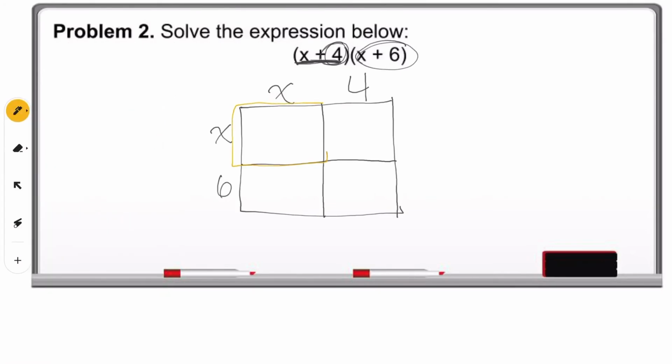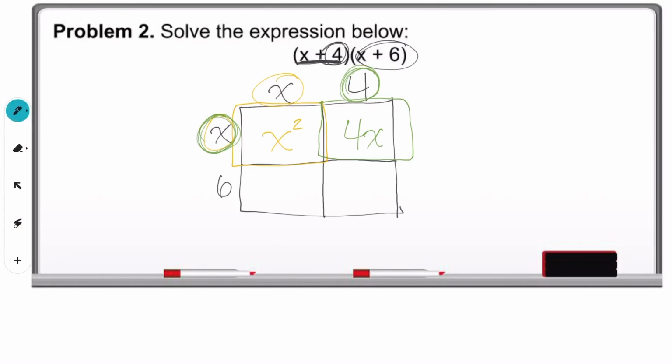So, in this top left box right here, I look up, I see I have an X, and then I look to my left and I see I have an X. So inside of the box will be the product of X times X. Again, according to the product rule, X times X is X squared. And then on the top right box, because I'm still on my first row, I'm going to multiply this positive 4 because it's on top of that box, and this X over here because it's to the left of that box. 4 times X gives me positive 4X.